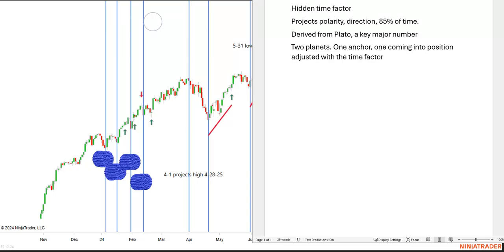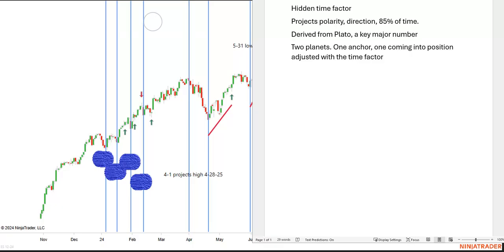This hidden time factor projects polarity and direction around 85% of the time. Sometimes it will invert, where what should be a low to an upward move may project to a high, but that's only about 15% of the time. This time factor is derived from the Plato work that I've done, and it's a key major number in the Plato work that I have done some videos on.